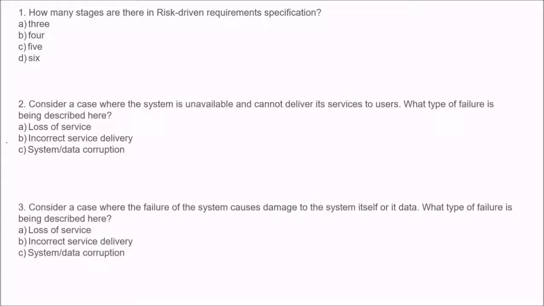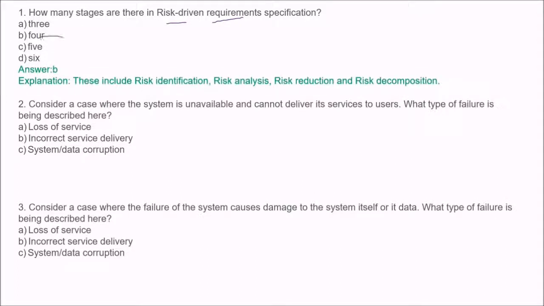Dependability and security specification. The first question is, how many stages are there in risk-driven requirement specification? And the answer is B, 4. So what are these 4 stages? These include risk identification, then risk analysis, risk reduction, and risk decomposition. So identification, analysis, reduction, and decomposition.